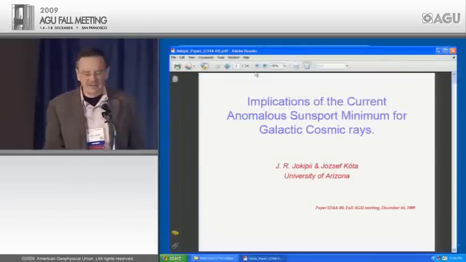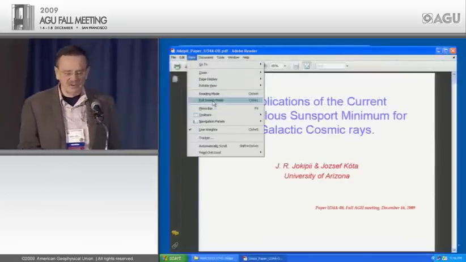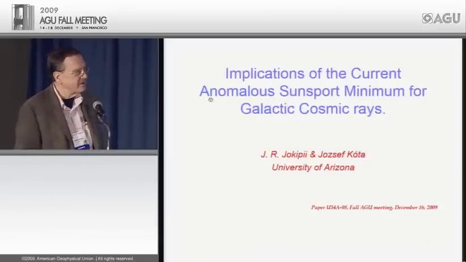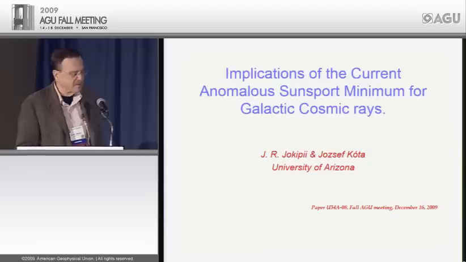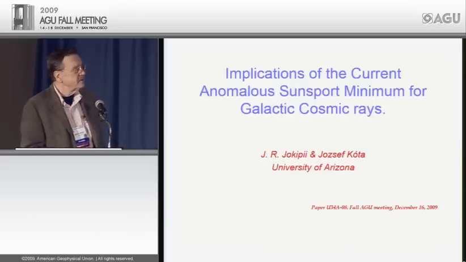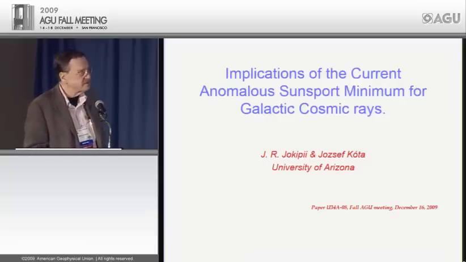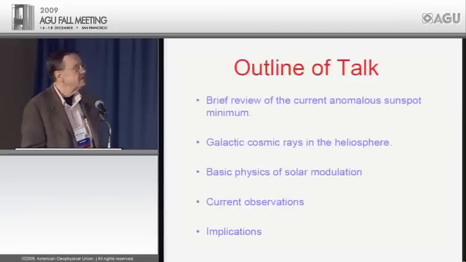I'm going to give everybody here a feeling for the tools we're going to use to try to interpret this stuff, but I don't have many answers right now. I put Joseph Kota as a co-author because much of the work I'm going to talk about has been done in collaboration with him. So what I'm going to be talking about is the basic theoretical underpinnings of what's going on. Next slide, please. So I'll give you a brief review. I'm going to concentrate on galactic cosmic rays in this talk because they're probably the most important as far as the consequences are concerned. I'll give a brief review of the current anomalous sunspot minimum.